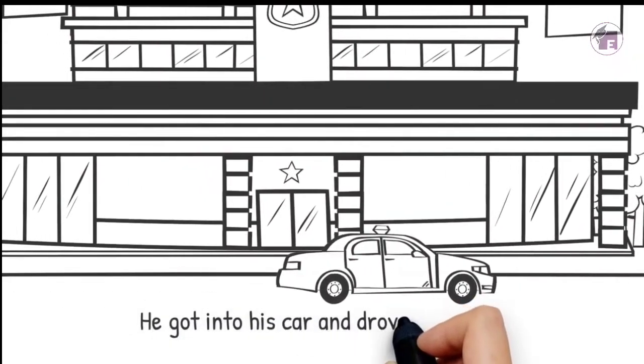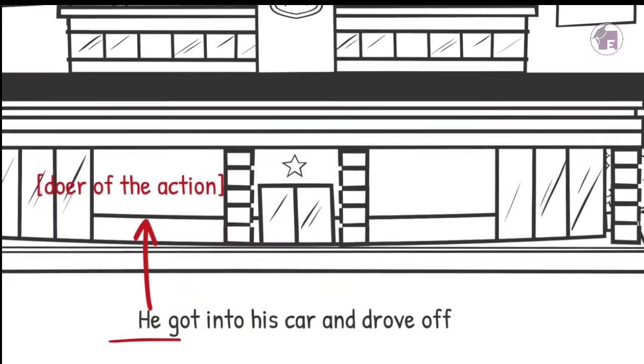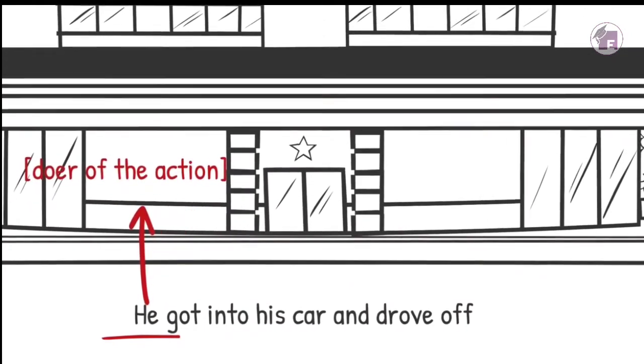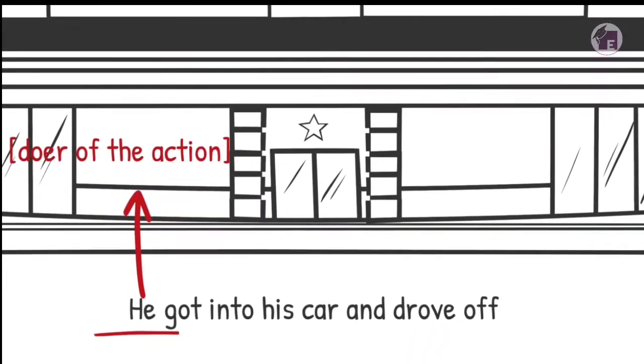For example, he got into his car and drove off. The pronoun he is a subject, and it's the most important word in the sentence. He is a doer of the action, got into his car and drove off.